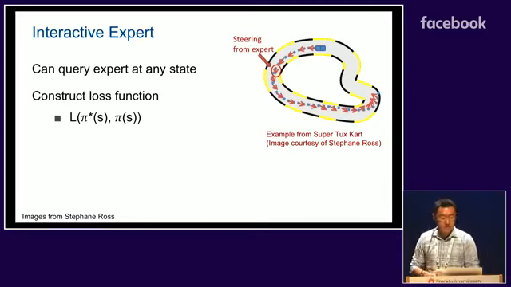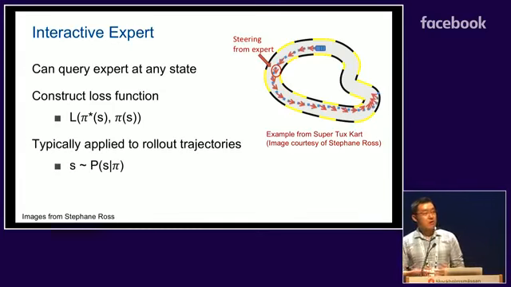So in the example on the right, as we're steering the car in the racing car game towards the edge of the road, the expert is providing interactive feedback saying, okay, you should steer it more towards the center of the road. That's the red arrow.